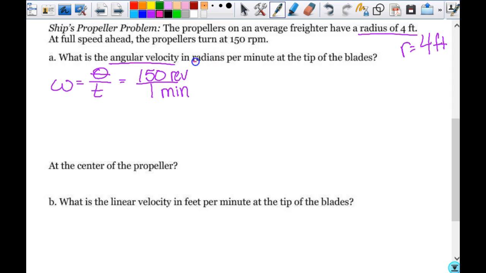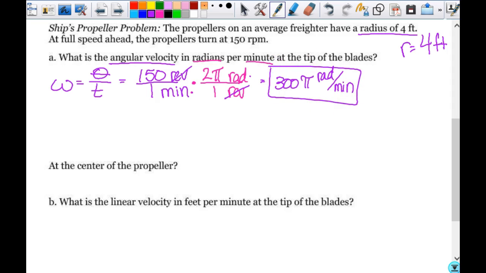But what I want is radians per minute. So my minutes are good. It's my revolutions that I need to change, right? So since I want the revolutions to cancel out, these go in the denominator. I can do a straight conversion from revolutions to radians. For every revolution, I have how many radians? 2 pi. And then my revolutions cancel out. I'm left with radians per minute, which is what I want. I reduce if I can. There's nothing in the denominator, so I just multiply straight across, and I get 300 pi radians per minute. Easy enough?